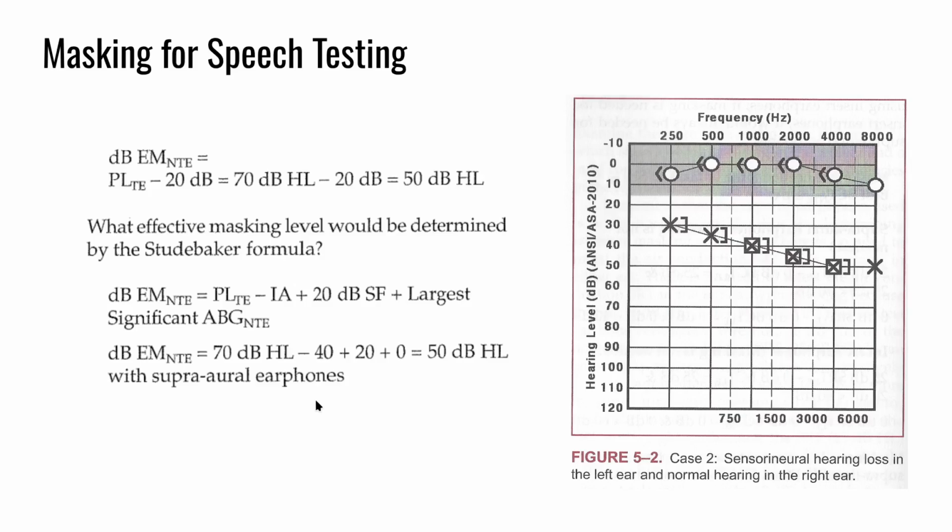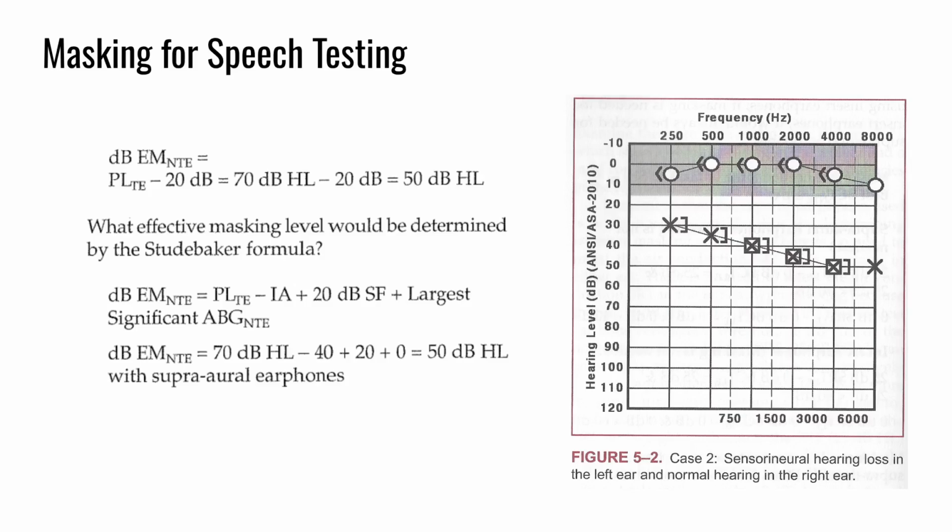So here's our masking formula. Presentation level to the test ear, the left ear, minus 20 dB. So 70 dB minus, where do we get 70 from? Let's start there. Our SRT was 40. We're adding 30 to that. So 70 is our presentation level, minus 20 dB for our safety factor. And that gives us 50 dB HL.